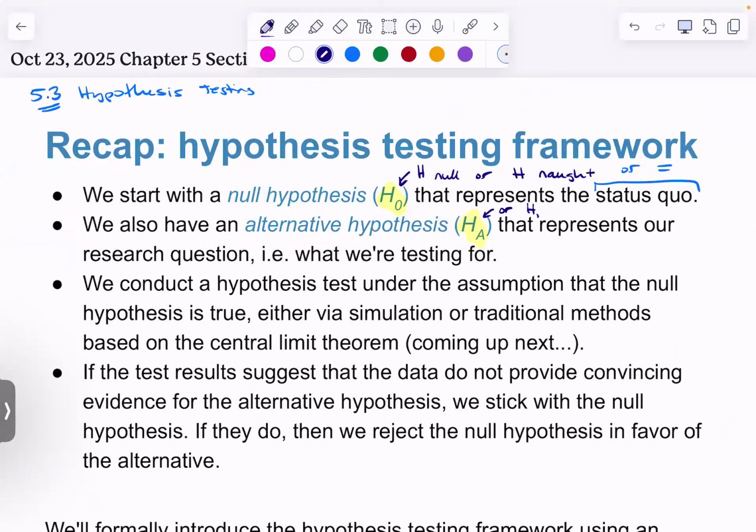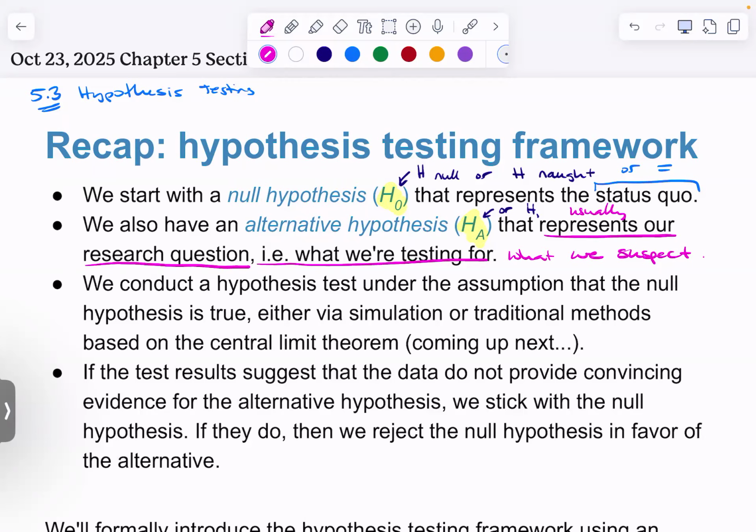And so usually the alternative hypothesis represents our research question, the thing that we're testing for or the thing that we suspect. I'll add in usually here. It's not always the case, but usually.